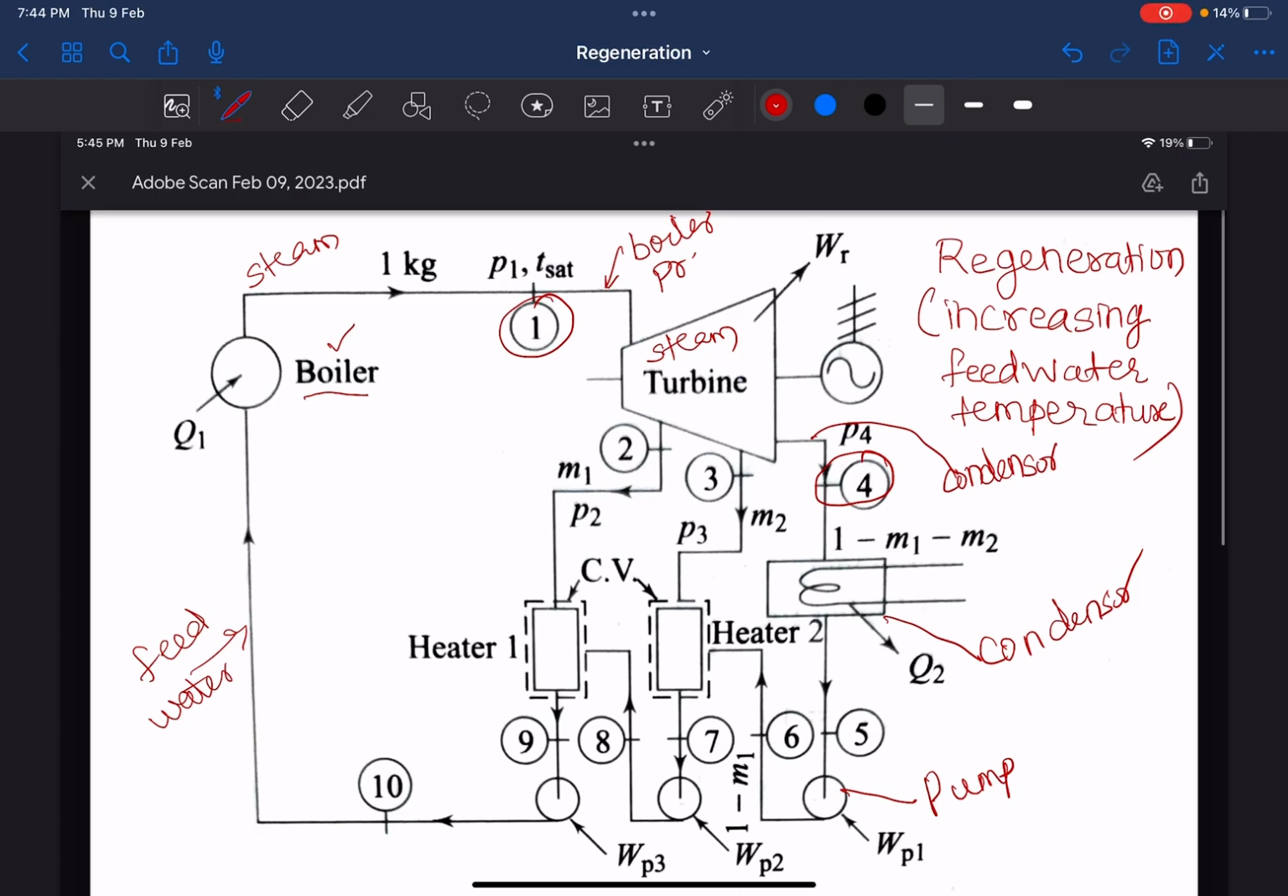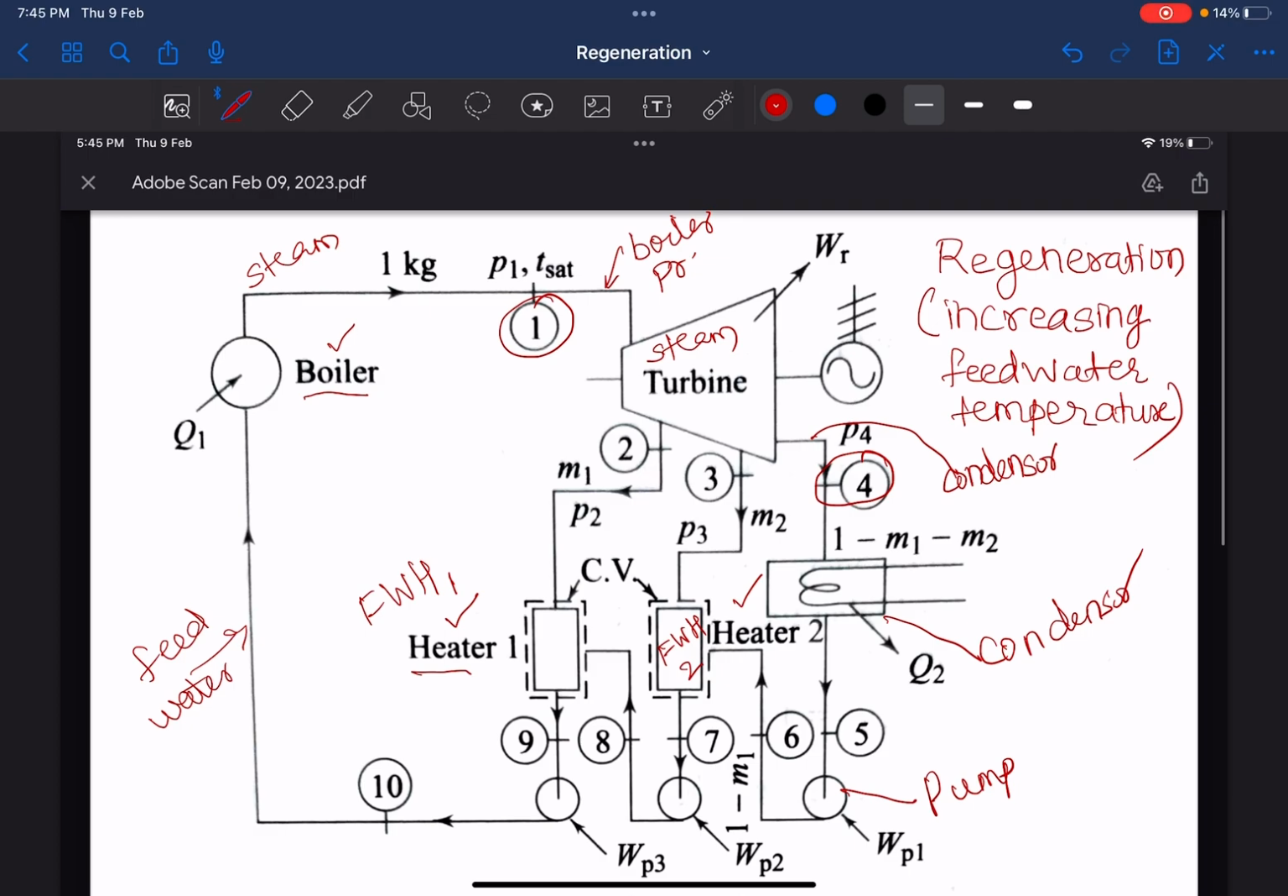Now, what you find different from the simple power plant is that there are two heaters which are written over here. So this is a Rankine cycle, or this is a thermal power plant using an arrangement of feed water heating, and there are two feed water heaters. So this is feed water heater 1 and this is your feed water heater 2. Now let us try to trace the cycle.